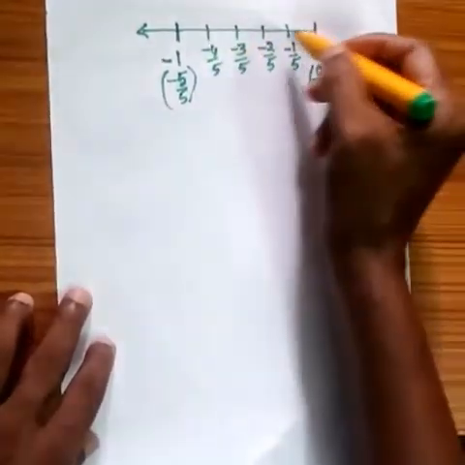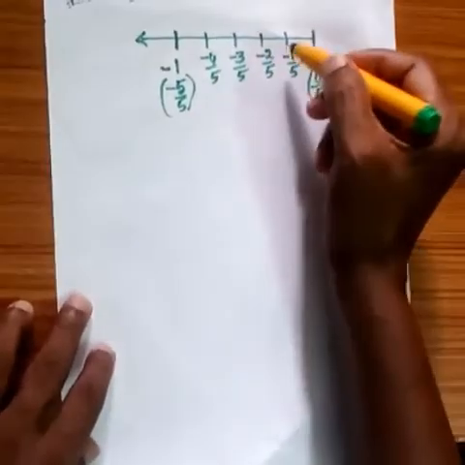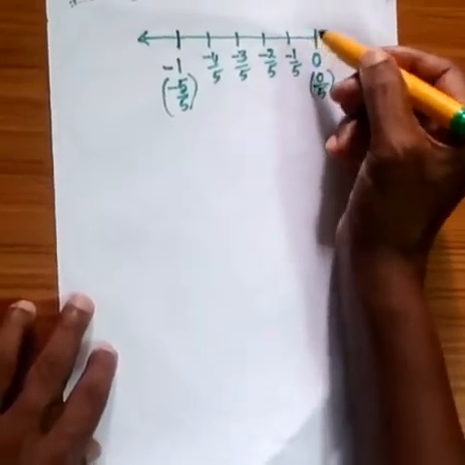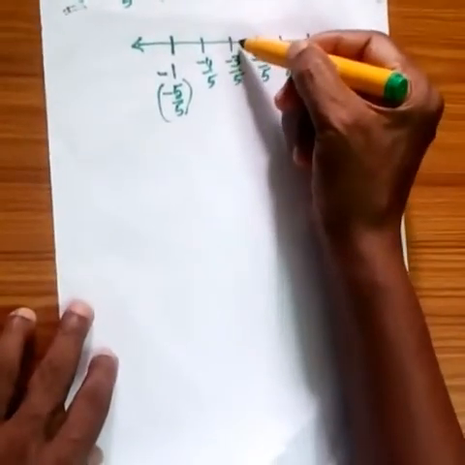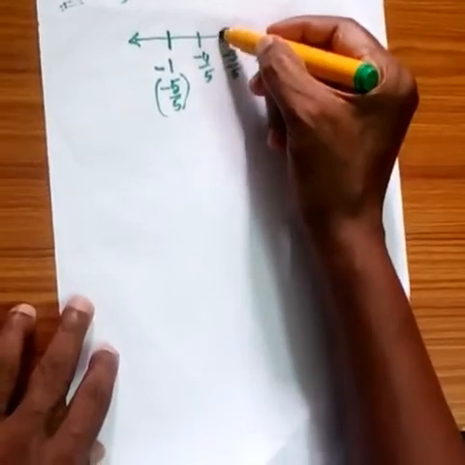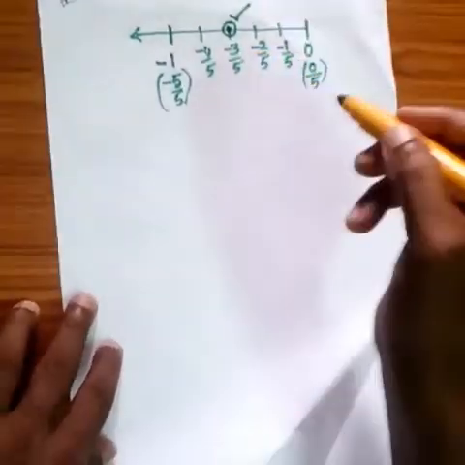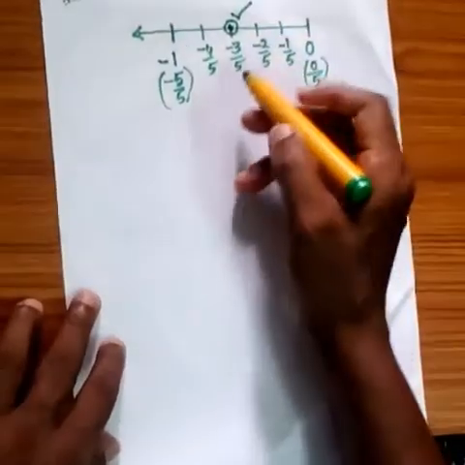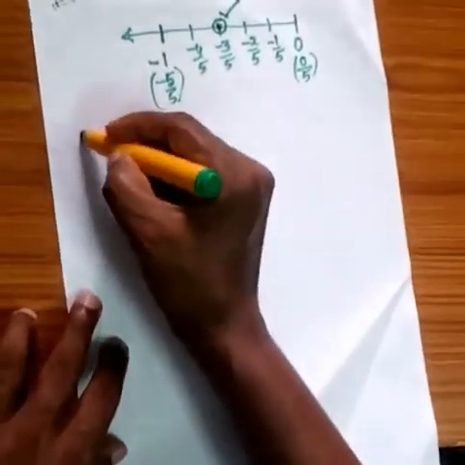So after dividing this unit into 5 equal parts, we go to the given number -3/5. So here it is -3/5. We put one point there, make one circle and then tick it. So this is the way of representing rational numbers on a number line. So you do this.